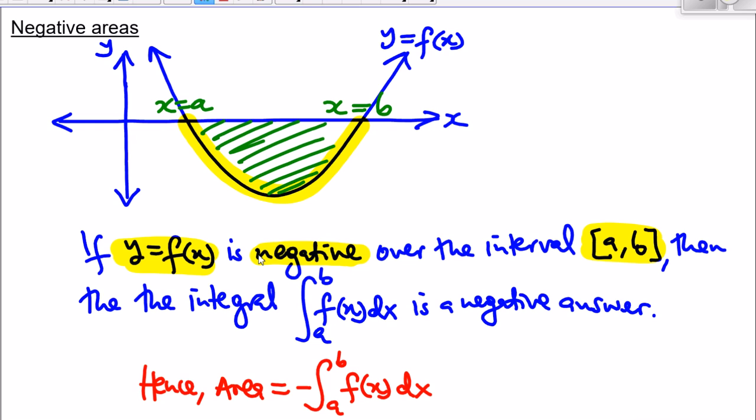You know that the definite integral will be negative, so this will be a negative answer. And to find the area, we'll find the definite integral of that function, but now we'll add a minus to it, because we cannot have negative areas. So it makes sense to add a negative to end up with a positive area.